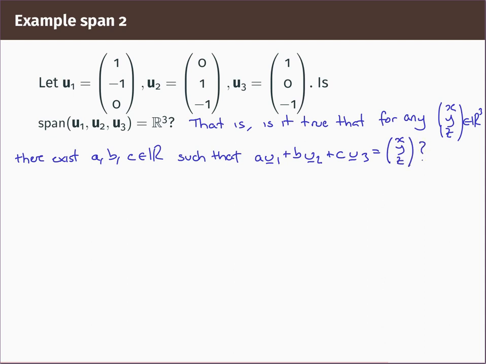Well, this is the kind of problem we know how to solve. This is a system of linear equations. We're asking, is it true that for any x, y, and z, the system of three linear equations, which arises from setting a u1 plus b u2 plus c u3 equal to (x, y, z), has a solution? So we can solve these, for example, using row-reduced echelon form. Let's do it.